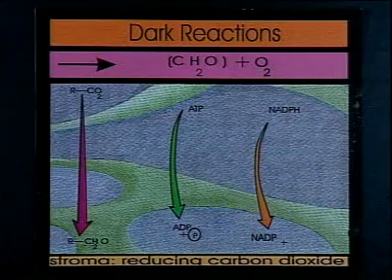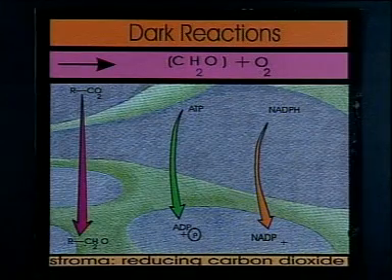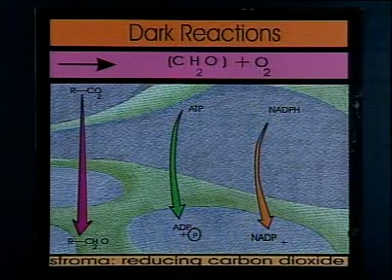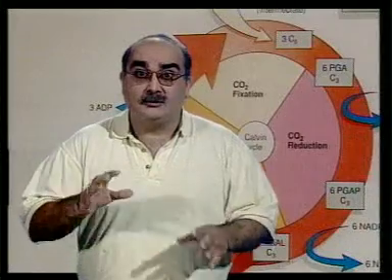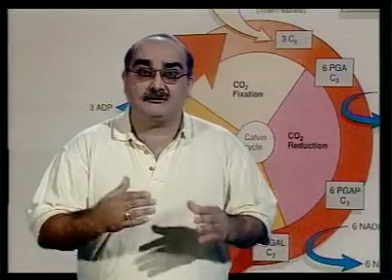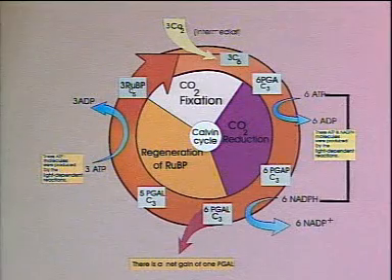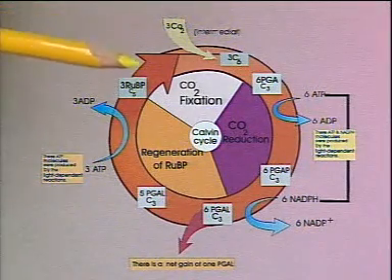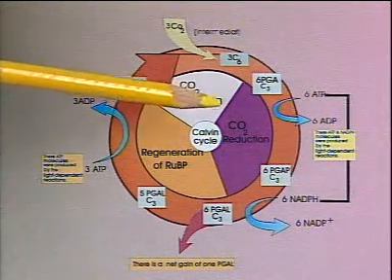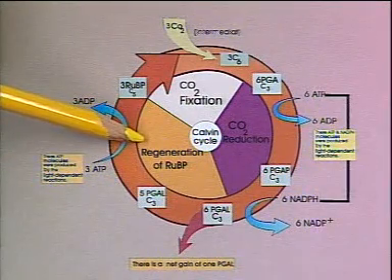The next important set of reactions are the light-independent or dark reactions. At this stage of photosynthesis, the NADPH and ATP molecules produced as a result of the light reactions are used in the reduction of carbon dioxide. The reduction of carbon dioxide occurs in the stroma of the chloroplast by means of a series of reactions known as the Calvin cycle. The series of reactions involved in the Calvin cycle include carbon dioxide fixation, carbon dioxide reduction, and regeneration of ribulose bisphosphate, RuBP.